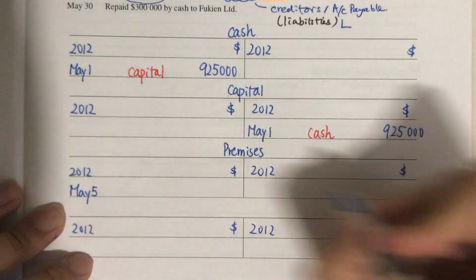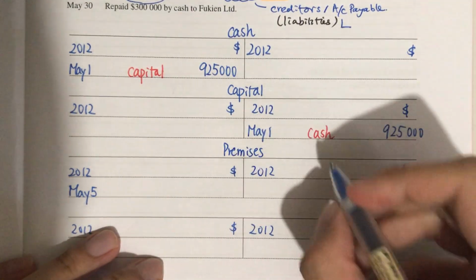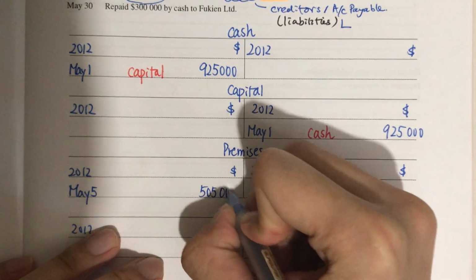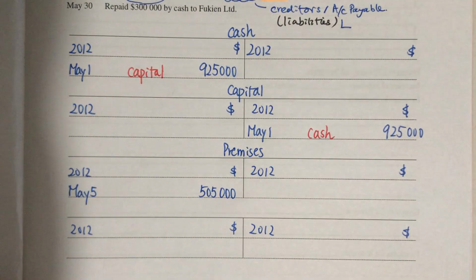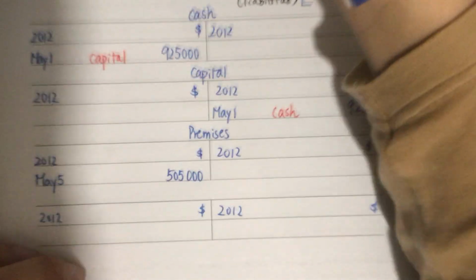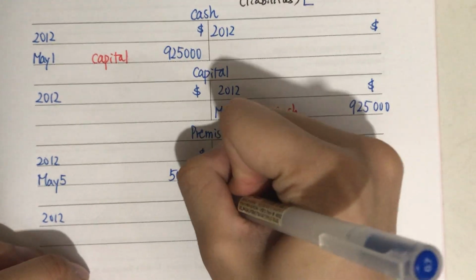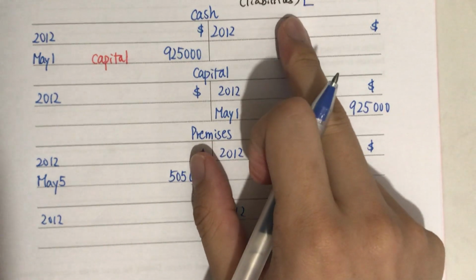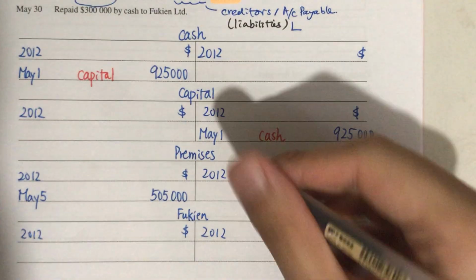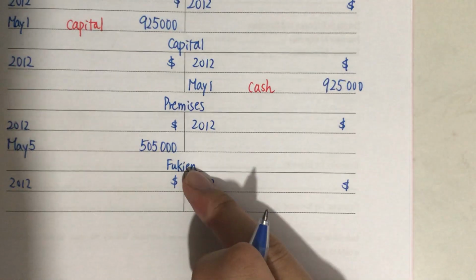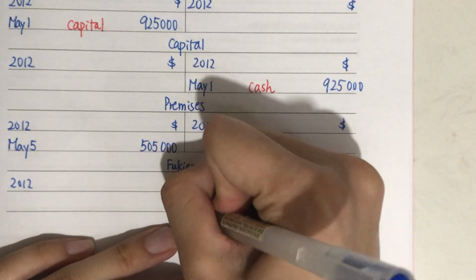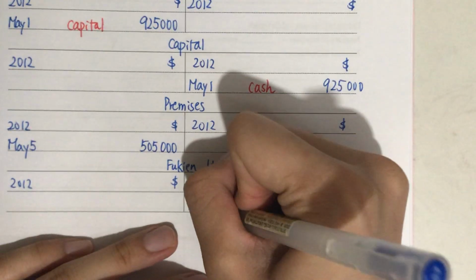On the 5th of May, there is an increase in premises, $505,000. Okay, and we will have Fokin Limited. This will be regarded as the liability account payables. So we just write down the name of the account payables, Fokin Limited, and it happened on the 5th of May.